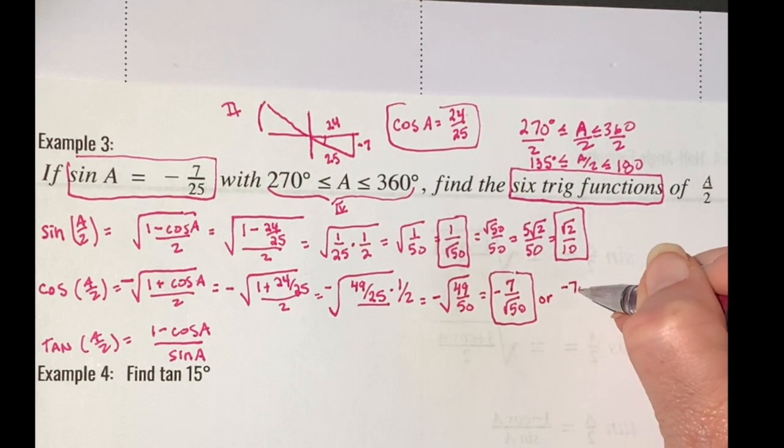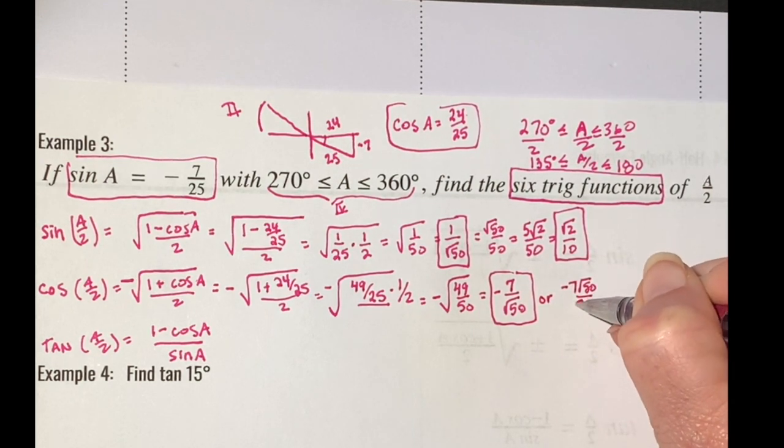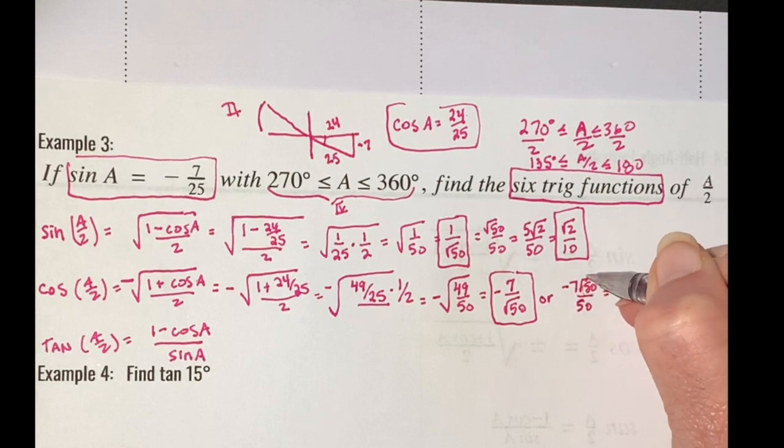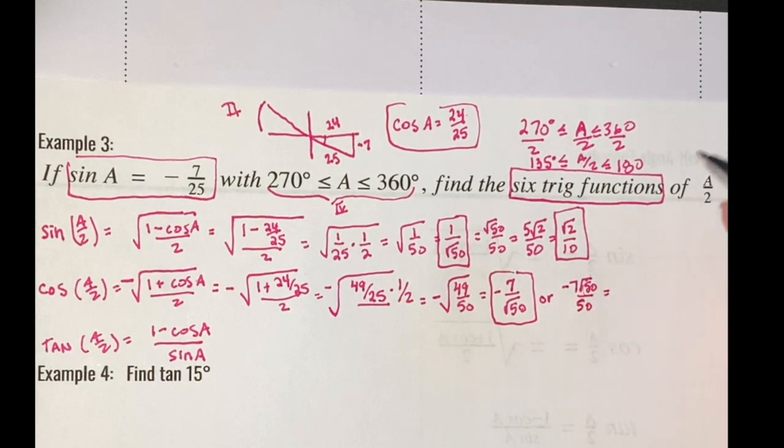It would become negative 7 square root of 50 over 50. Breaking this down into 25 times 2, bringing the square root of 25 out is 5. That would be negative 35 square root of 2 over 50. And then you could reduce 35 and 50 even further and make that negative 7 square root of 2 over 10.